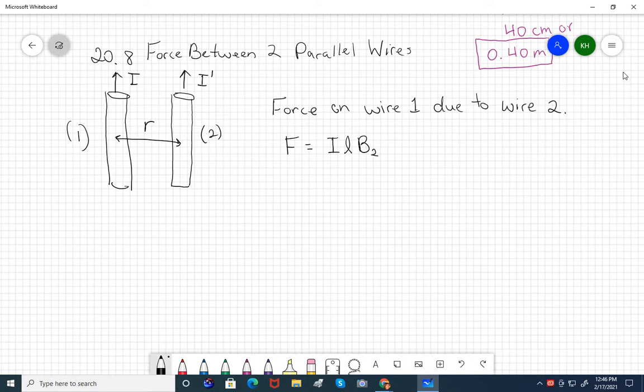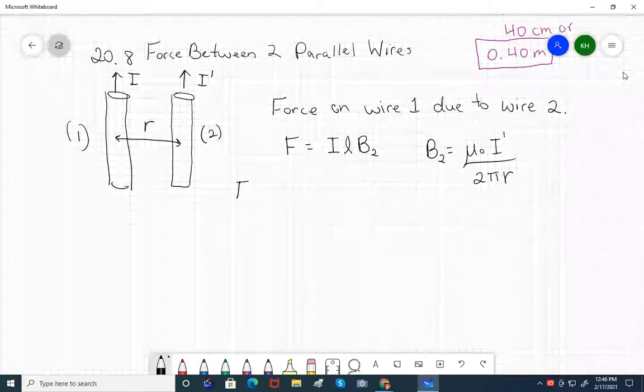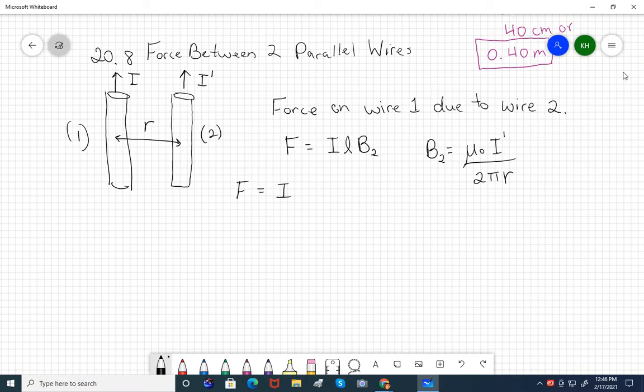Normally we say the force on a current carrying wire is just ILB, but we know that B2 from the formula that we just got is mu naught I prime over 2 pi r. That gives us the force exerted at this particular point. So my force is IL mu naught I prime over 2 pi r.